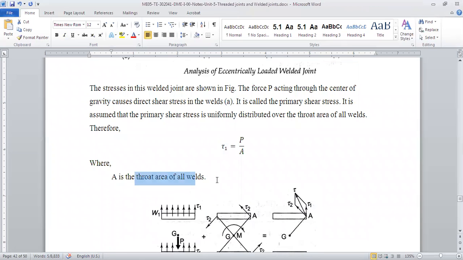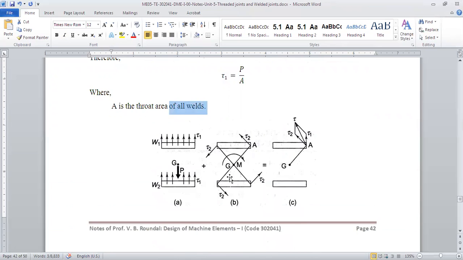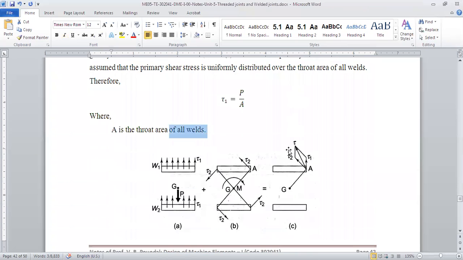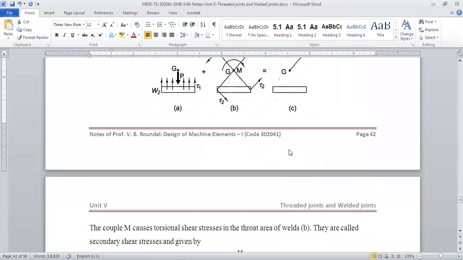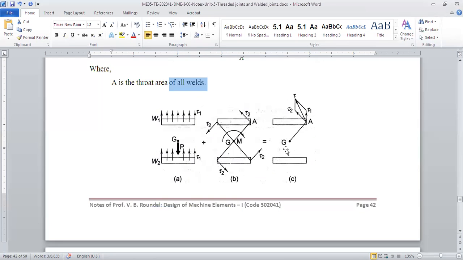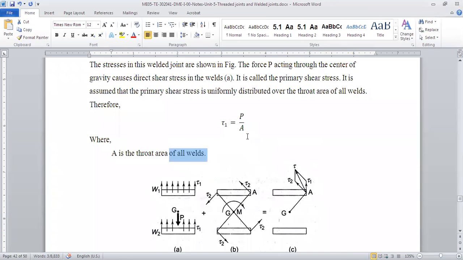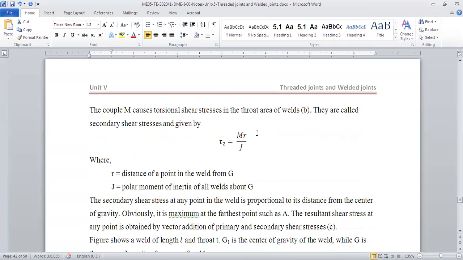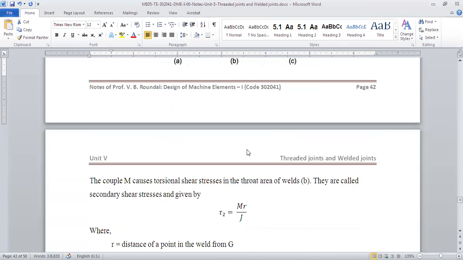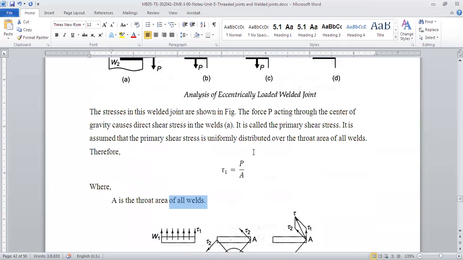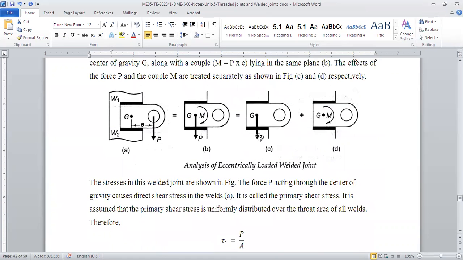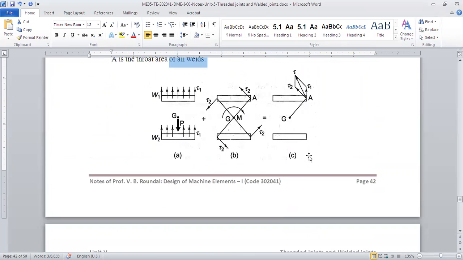0.707 H L, that will be your area. Okay. Now we will come to the moment part. Now we have to find out how the moment is balanced. Okay. So now see, we are going to the secondary part. Now the second shear stress, that is tau 2, is the secondary shear stress. As I said, the same thing we did in the threaded joints also. We have two stresses: primary shear stress because of direct load P and secondary stress because of the moment.